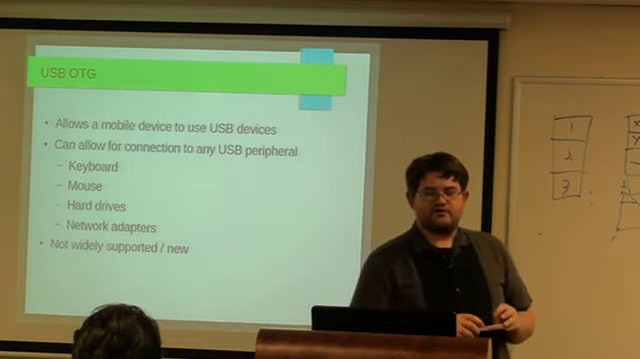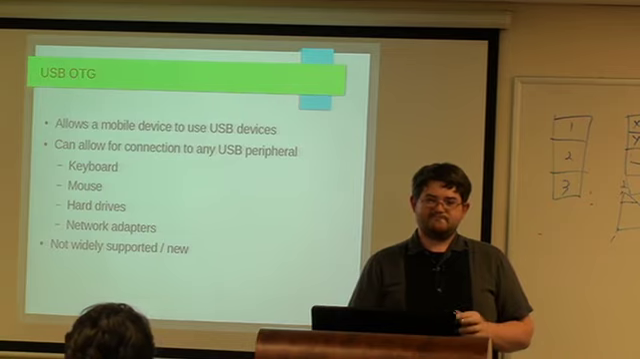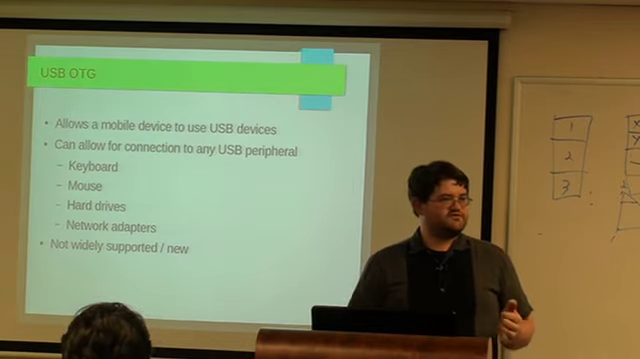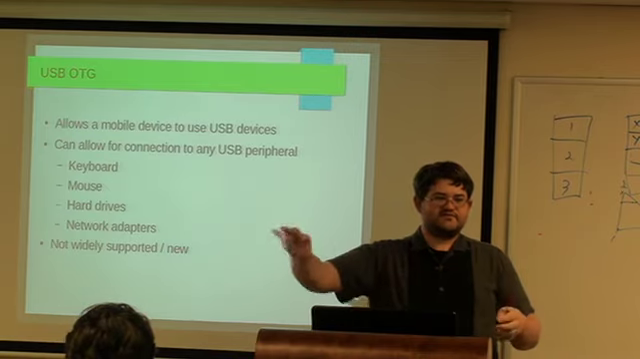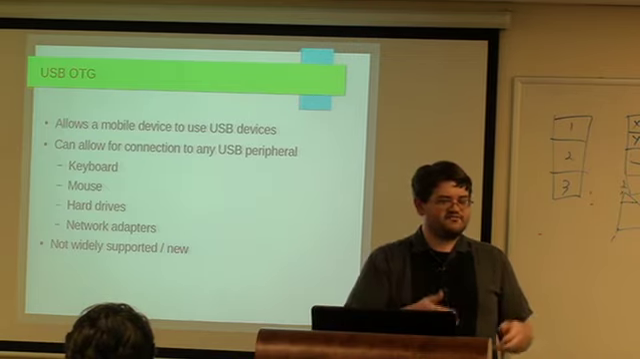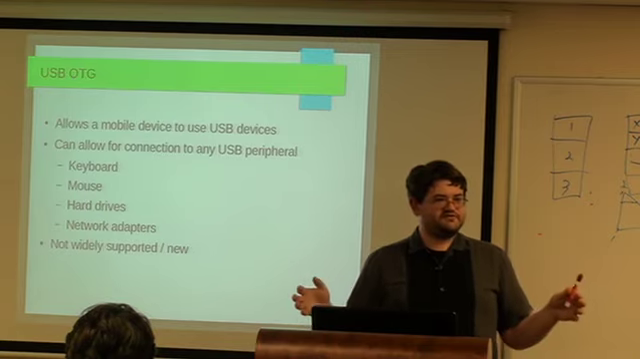And USB on the go. This is a very interesting feature that's recently come out. Usually when you do stuff with USB on your phone, it's acting as a device that's plugged into some other thing, like a computer. It's acting as an endpoint. USB on the go allows your smartphone to act like a full-size computer.